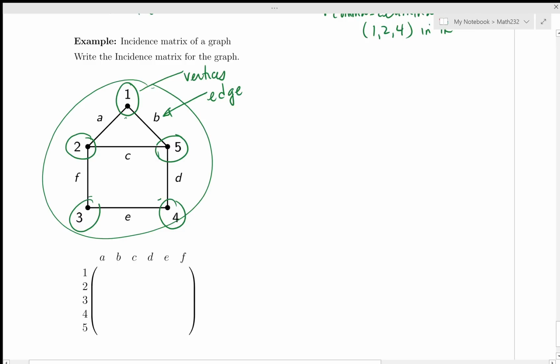So we have here the edges A, B, C, D, E, and F. Okay, and we can capture this graph also in a matrix. And how I'm going to do that is, well, first of all, here, I notice that there are 5 vertices, and I notice that there are 6 edges.